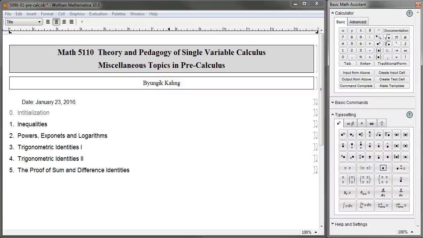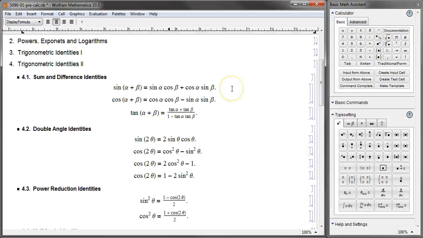Welcome back. Let's resume trigonometry. Section 4 is about an application of these two fundamental identities: the addition theorem for sine and that for cosine. They're often called the sum identities for sine and cosine respectively.